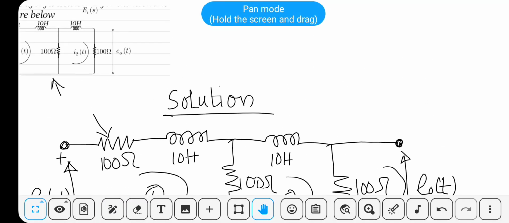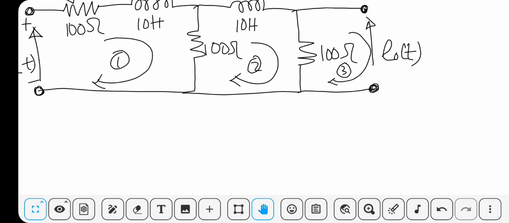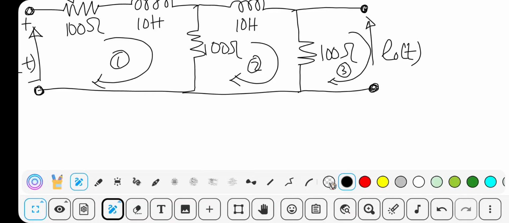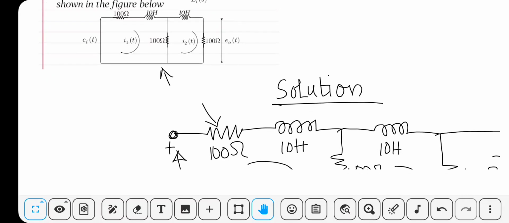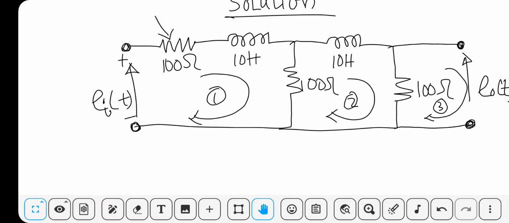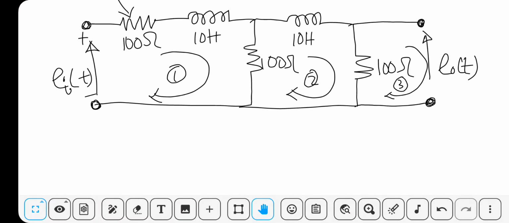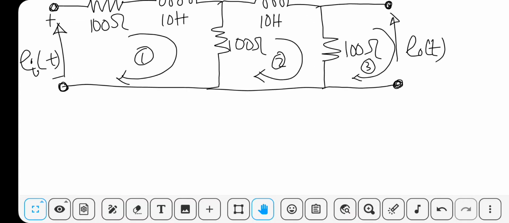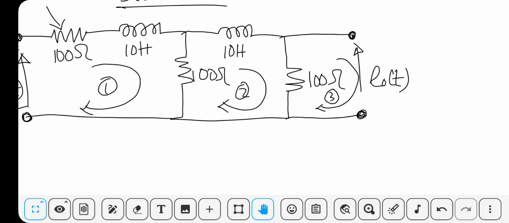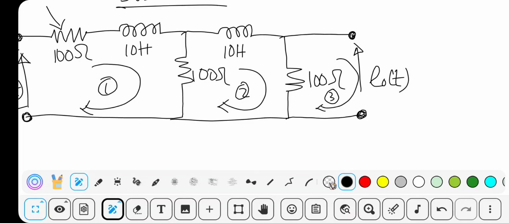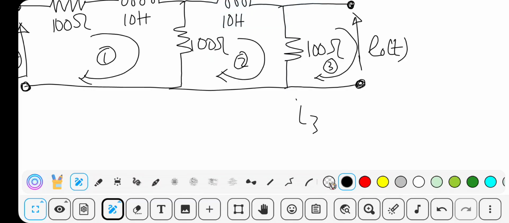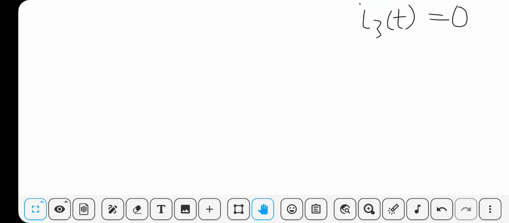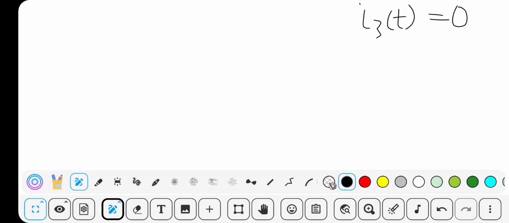By now, you should know that I3 is equal to 0, because the input is not actually an open circuit. There is an ideal voltage there, but the output is the one that is open circuit, and the current there is 0. That's why I3 is equal to 0. But I'm solving first before substituting that value.